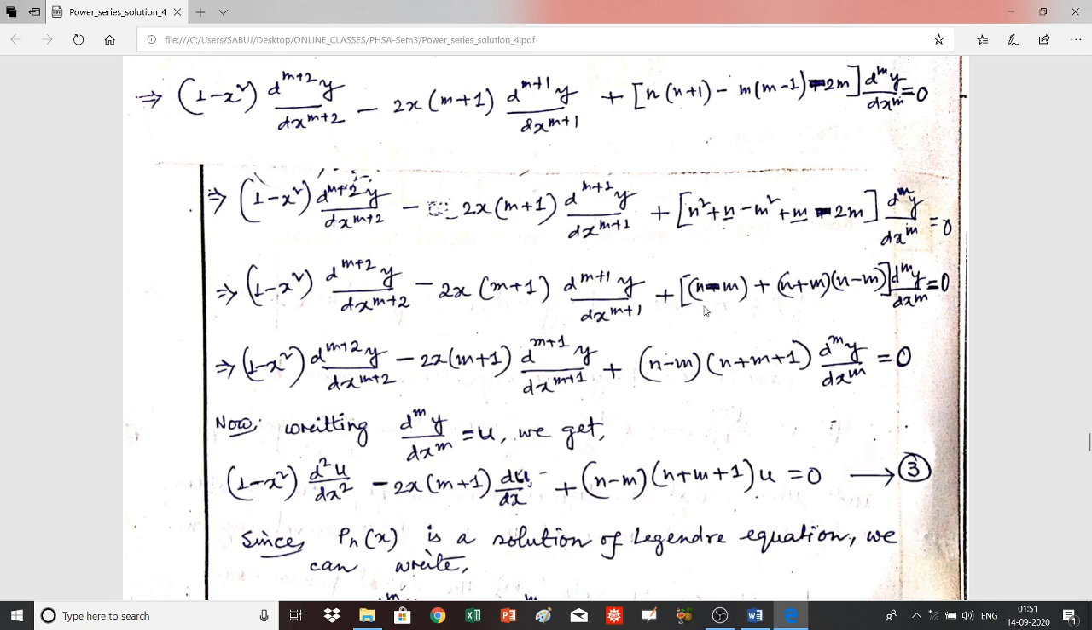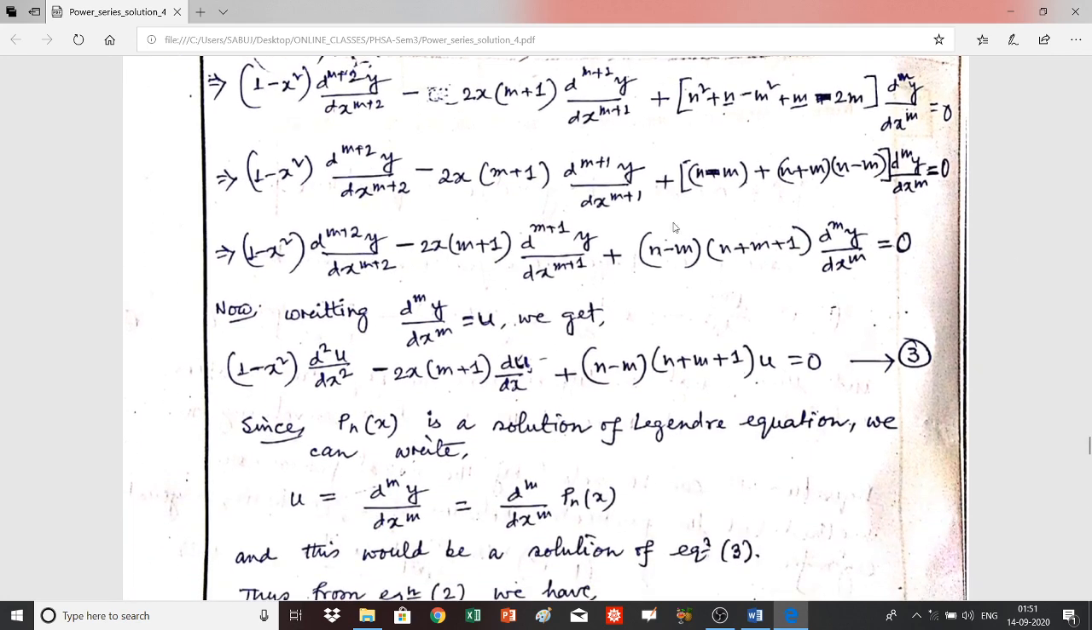So n minus m is written here, and from this term and this term, (n plus 1) into (n minus 1) n minus m is equal, and d^m y by dx^m is equal to 0. After that, the first two terms remain the same, and from here you will have (n minus m) into, it is a constant term, so the remaining part is (n plus m), and from here another 1. So (n minus m)(n plus m plus 1) d^m y by dx^m is equal to 0.